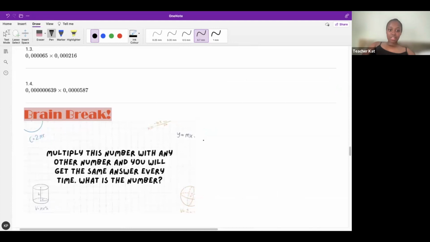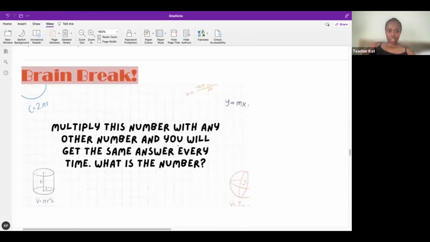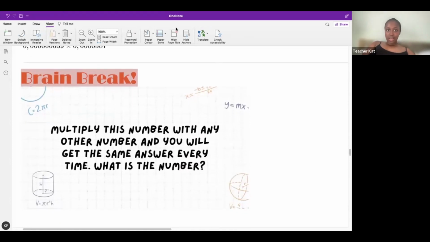First question, if you multiply this number with any number in the world, the answer will still be the same. What's this number? Does anybody know? Anyone want to participate in this? Let's hear. People are saying 1. Does anyone have a different answer? The answer will be the same every time.